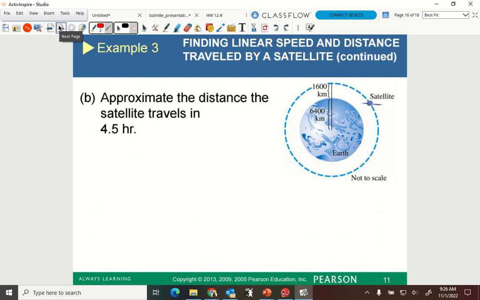All right. So now, let's take a look. It says approximate the distance the satellite travels in 4.5 hours. Okay, so I know my velocity right now: 8,000 pi, and that is km per hour. And that's for 1 hour, right? What would I do to figure out how far it goes in 4.5 hours? Multiply by? Very good, that's it. Just multiply by 4.5.